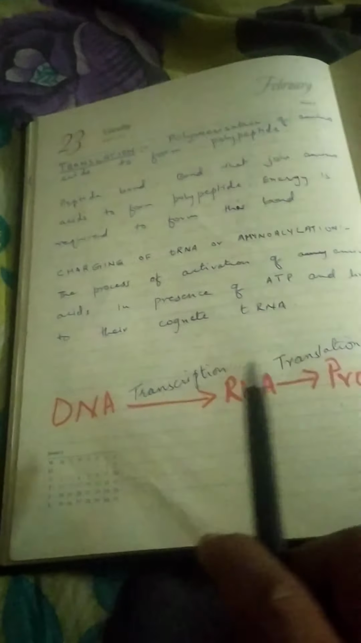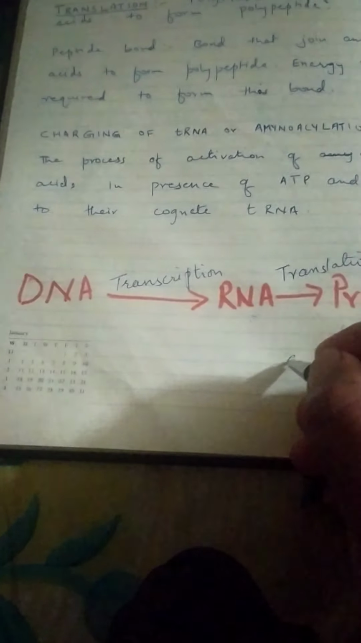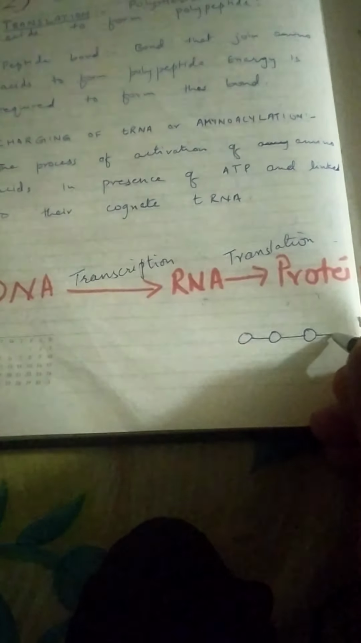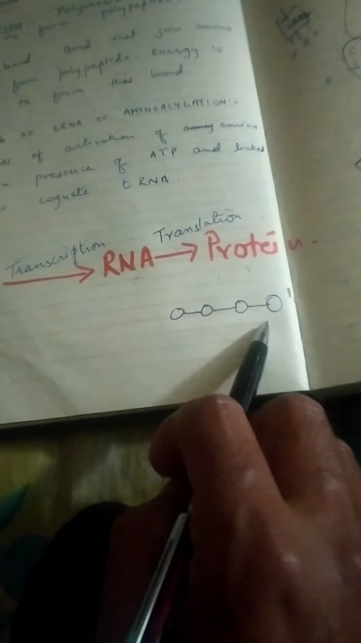Okay, so translation, what does it actually mean in the end? It is the polymerization of amino acids to form polypeptide. So as we know, protein is made up of different amino acids. Whenever these amino acids are joined together by forming a chain like structure, out of 20 amino acids, these amino acids are joined in this way.